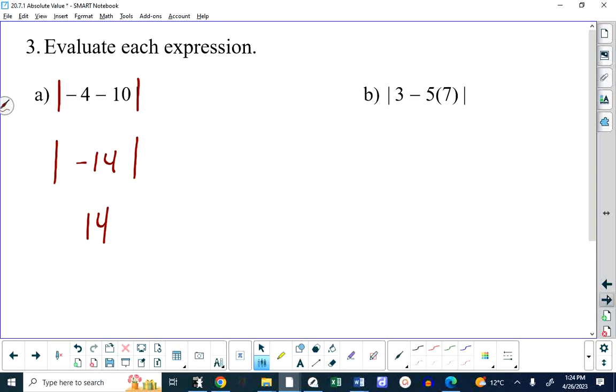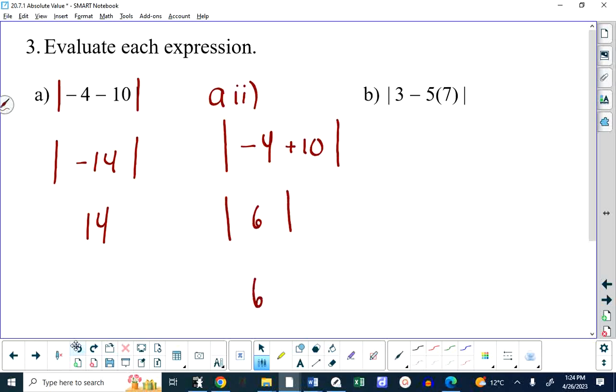Don't think that you can take the absolute value of negative 4 and the absolute value of 10 and do it that way. Because if this were, where'd that come from? I will make a different question here, A part 2. If we had the absolute value of negative 4 plus 10, that's the absolute value of 6, which is 6, right? Would you agree negative 4 plus 10 is 6, and the absolute value of 6 is 6?